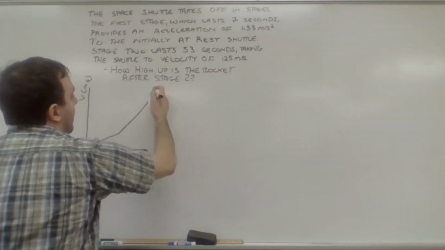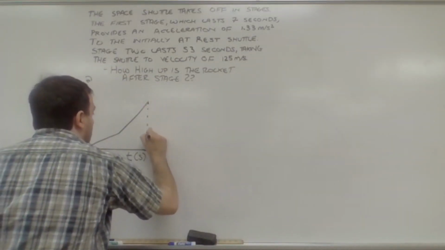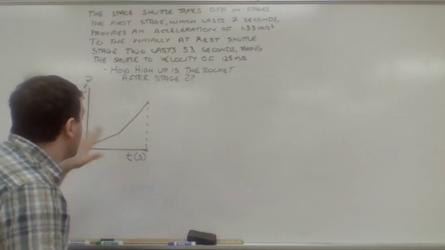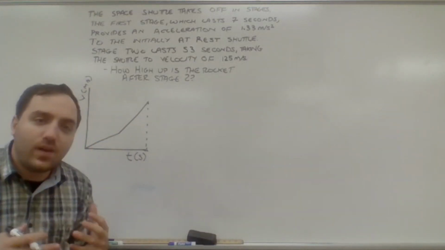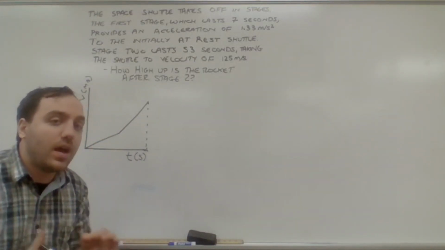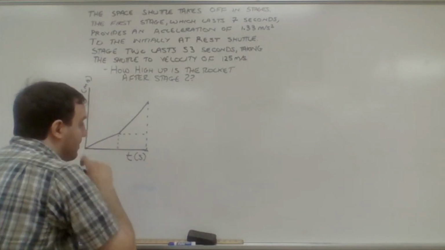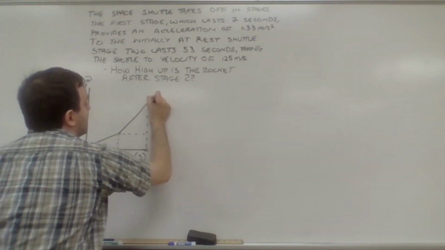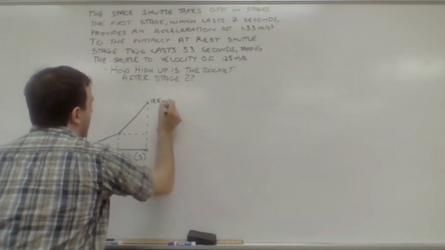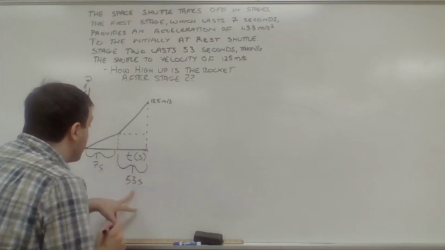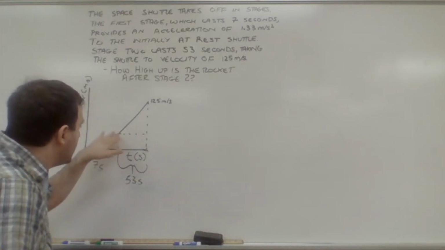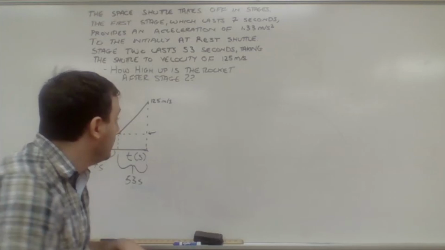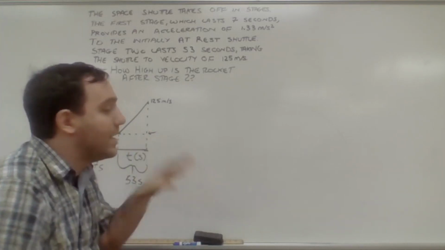Continuing on. This is how high up, my displacement after this time frame. When I look at this graph, it's fairly clear that there's a change in slope right here. And if I can find all my values, I can find exactly my displacement via the area. I know that this is 125 at the end. I know this chunk here is 7 seconds, and this chunk here is 53 seconds. All I need to do is find this little section here, and I can find everything else. That's how I do it graphically.